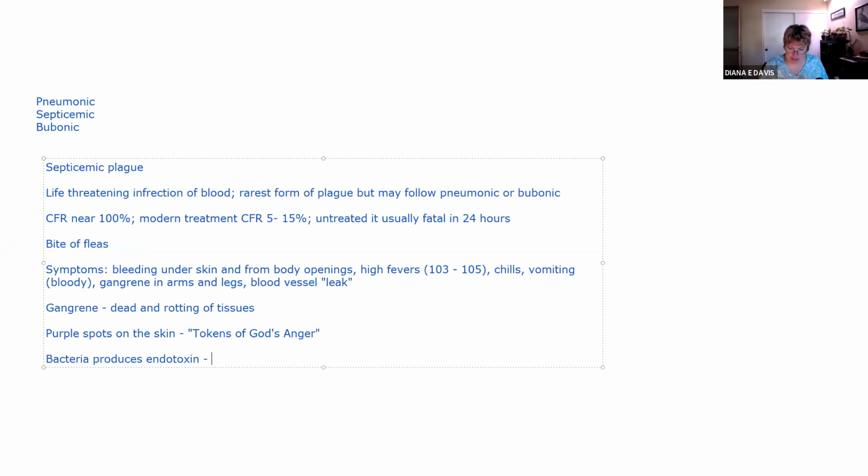Which causes coagulation of blood, as well as the leaking of blood vessels. So not only are your blood vessels leaking, but you're getting clots inside of your veins, the ones that are still intact. So not very common, but pretty nasty. Okay, good time for a screenshot.